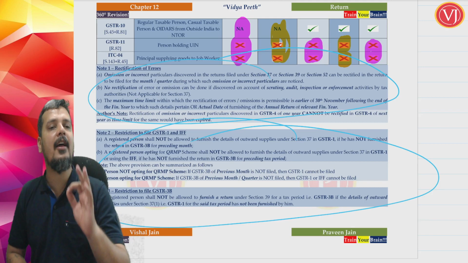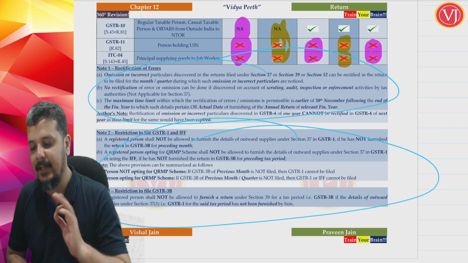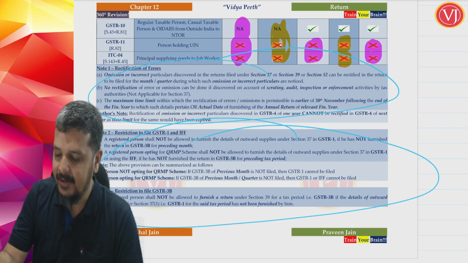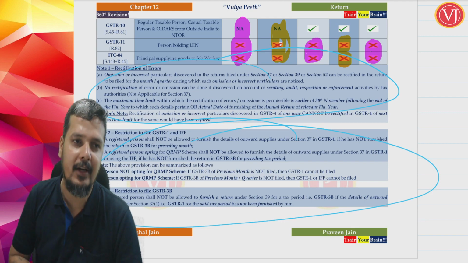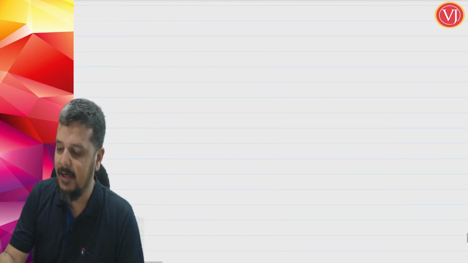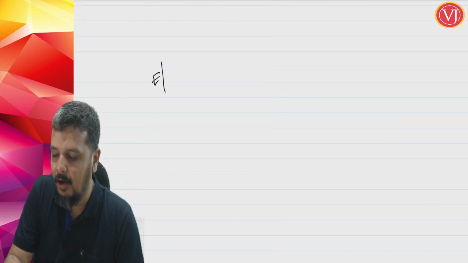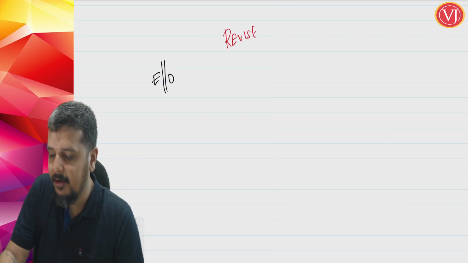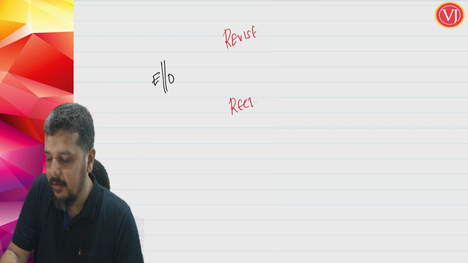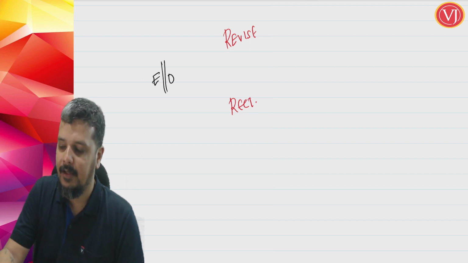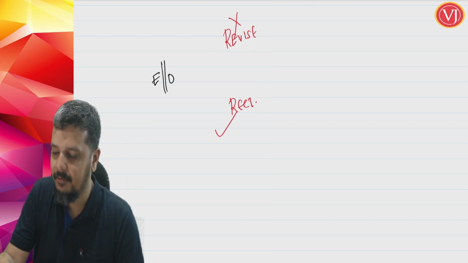If there is an error or omission, can you revise your return? So, the moment I tell if there is an error or omission, I cannot revise my return. All I can do is rectify. Revision not possible, rectification possible.